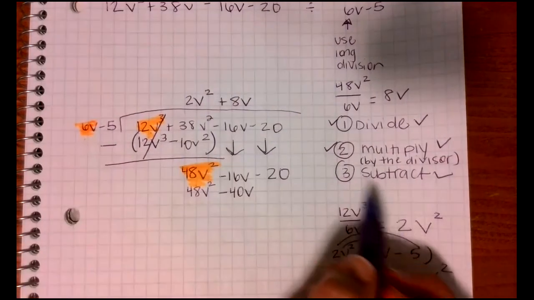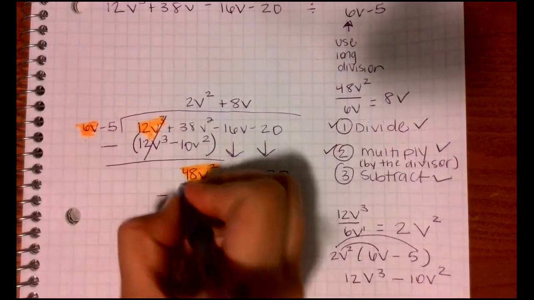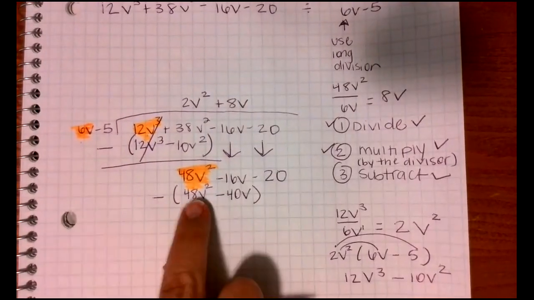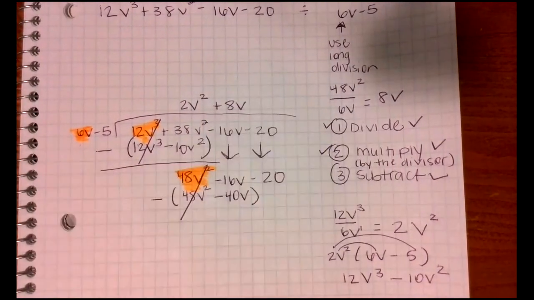All right. Last thing we do is subtract. We subtract both of these. So we subtract the whole thing. 48v squared minus 48v squared goes away. Perfect.